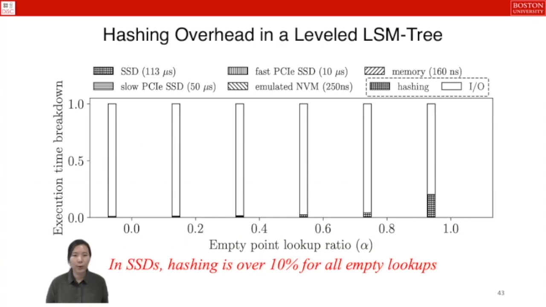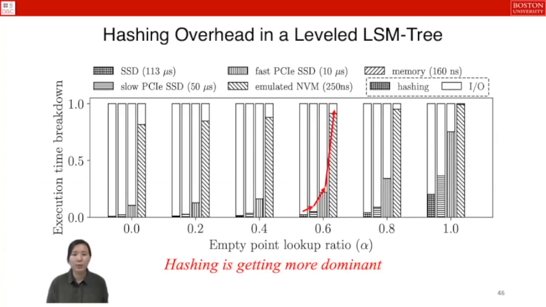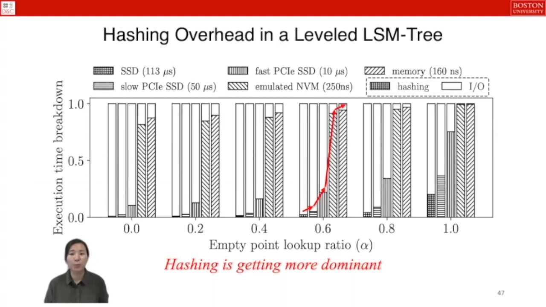This graph shows the fraction of hashing within lookups in various devices as we vary the empty ratio. For SSD, hashing is not dominant even for all empty lookups. However, as we move to fast storage devices, the hashing is getting more dominant. Here, where 60% of lookups are empty, the hashing is around 5% for SSD. However, in NVM, over 90% of time is spent on hashing.